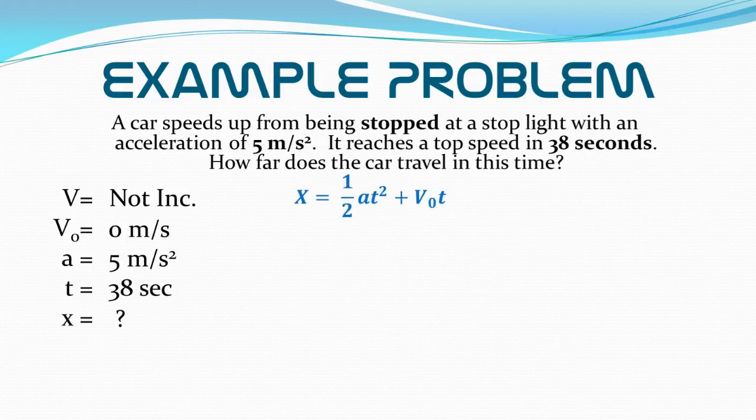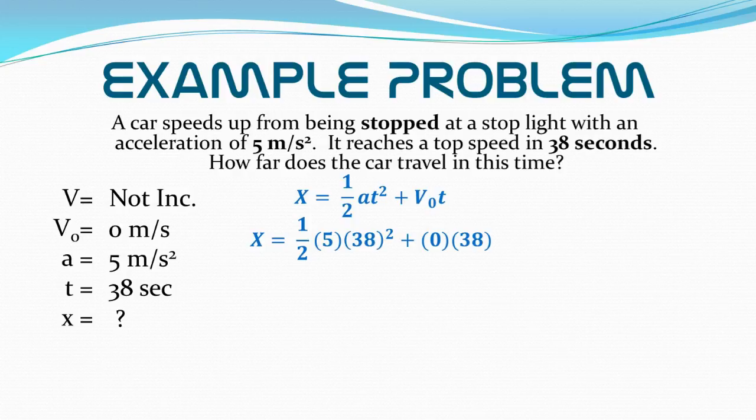Now that we have the correct kinematic equation, substitute your given information and solve for the displacement. Remember to include the correct unit on the final answer. In order to substitute and solve for my displacement, I'm going to replace all of my variables with parentheses. We'll plug in 5 for acceleration, 38 for time. Initial velocity was 0 meters per second, and the time was 38 yet again.